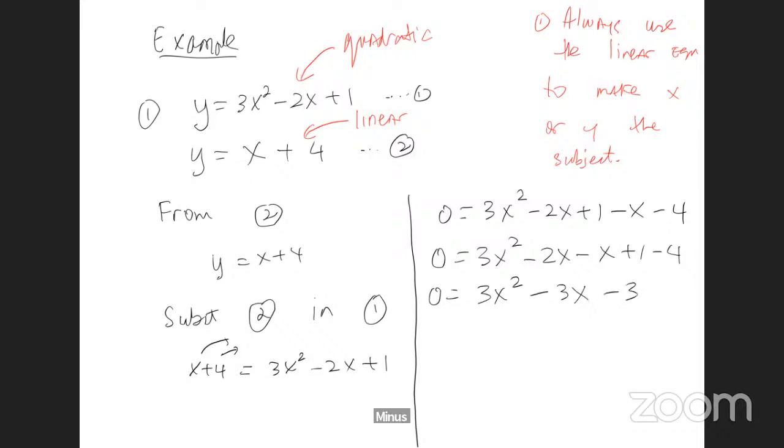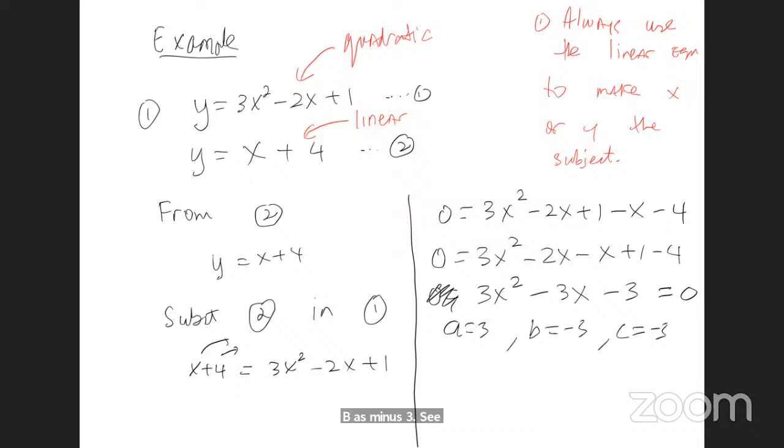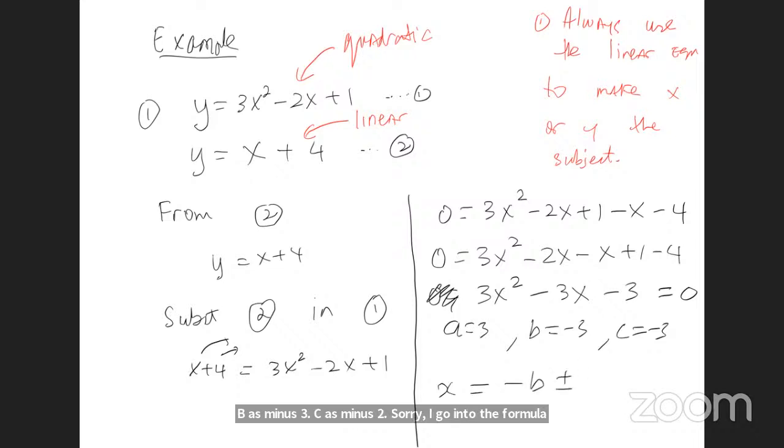I can take this off here and put it on the other side, it doesn't matter. Everybody okay with that? So I have 3x squared minus 3x minus 3. That's a quadratic. I have to solve it now. So I know that a is 3, b is minus 3, c is minus 3. So I go into the formula: minus b plus or minus the square root of. I'm going to solve for x, sorry.